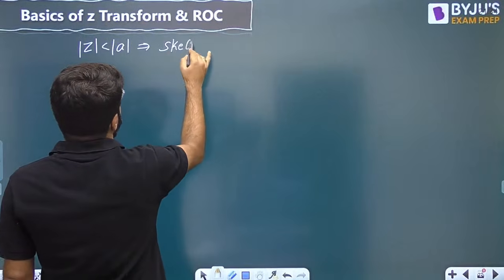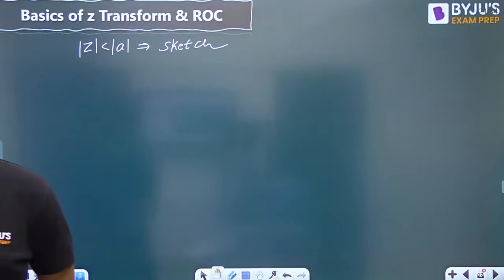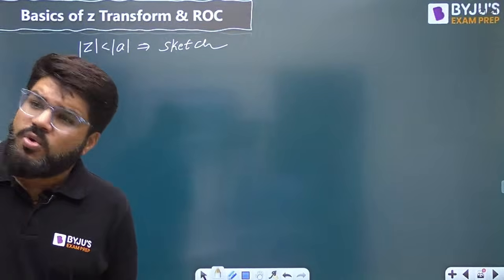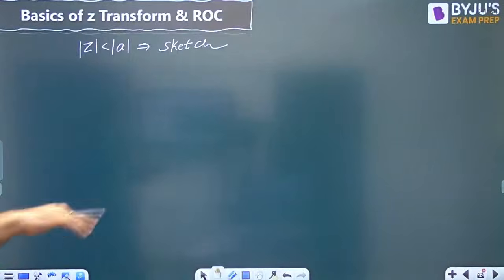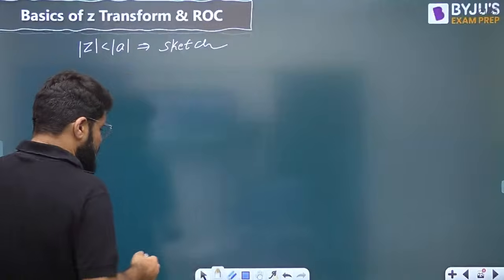What should be the sketch corresponding to mod z less than mod a? Root 2 is greater than 1, Shekhar. No issues, root 2 can be greater than 1. Let me first complete this and come to your point. Let's not interrupt.